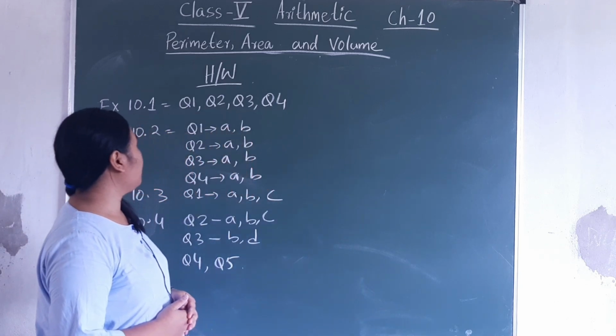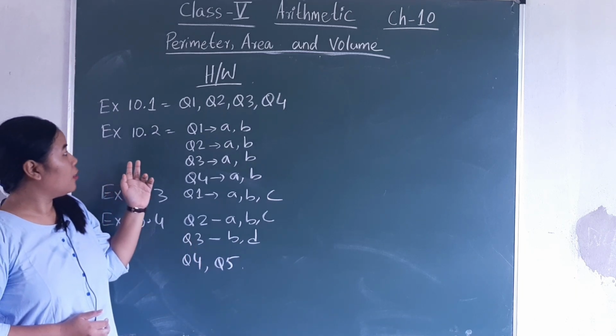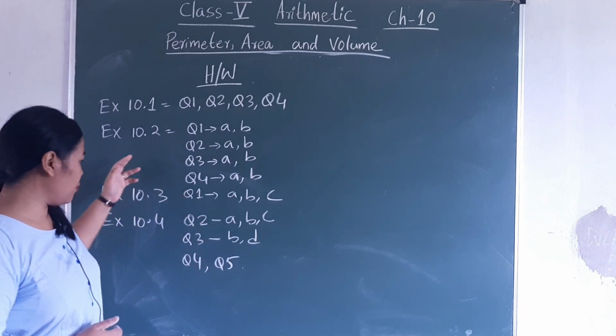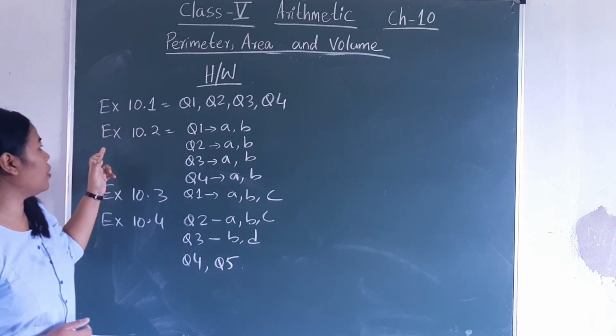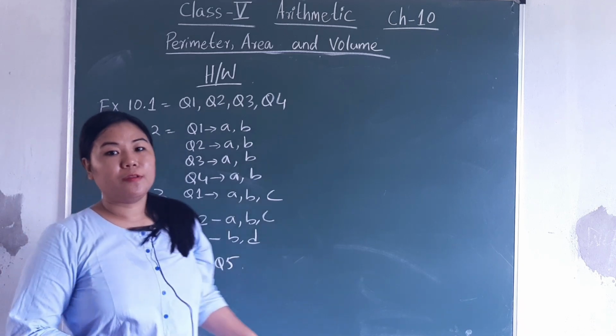So students, I believe you have understood how to find perimeter, area and volume. Now I will give you some homework. Please write it down and do it. Watch the video carefully, and I hope you will be able to solve your homework from exercise 10.1, 10.2, 10.3 and 10.4. Thank you everyone.